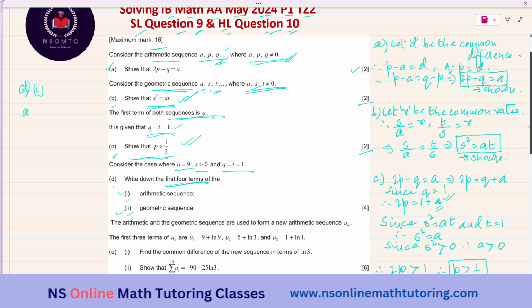So A is equal to 9 and 2P is equal to Q plus A. Q is equal to 1, A is equal to 9, so this is equal to 10. Therefore, P is equal to 5. Okay. So second term is 5. The third term is 1. So therefore, 9, 5, 1. Therefore, the common difference D is equal to minus 4.